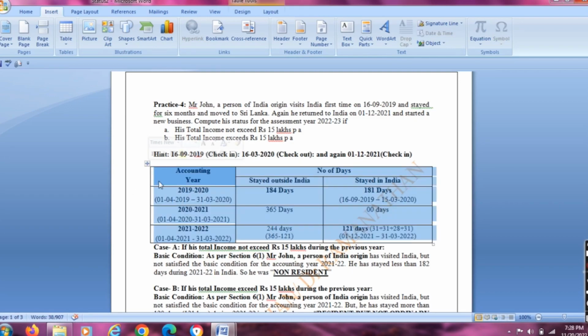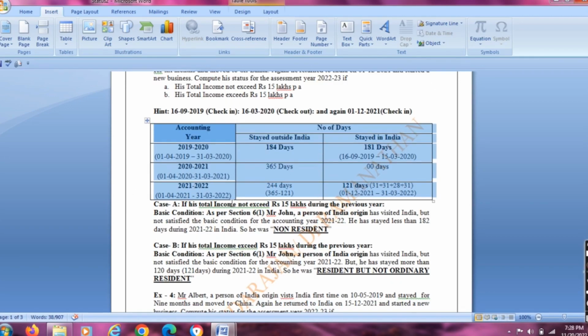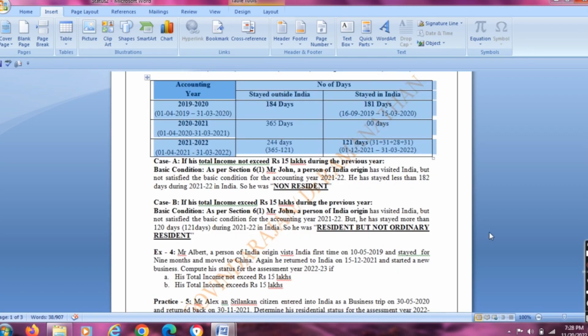In case A, if his total income does not exceed 15 lakhs during the previous year, we have to apply the basic condition as per section 6 subsection 1. Mr. John, a person of Indian origin, has visited India but has not satisfied the basic condition for the accounting year 21-22.